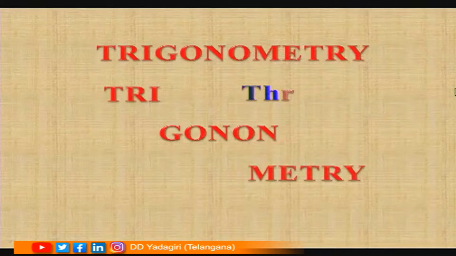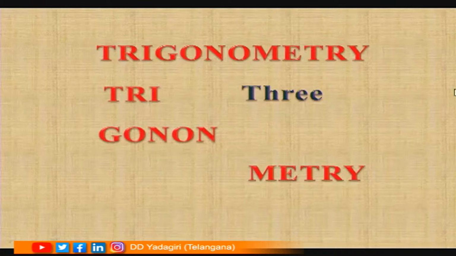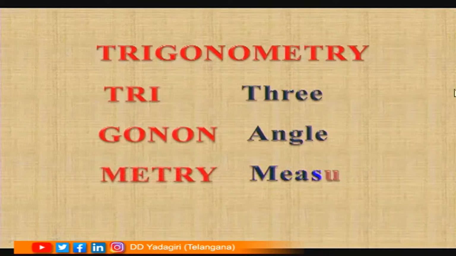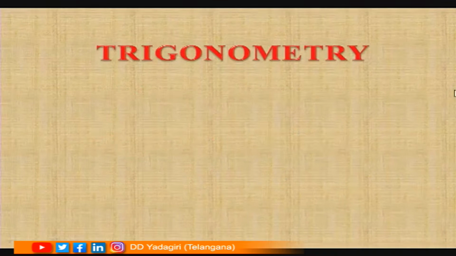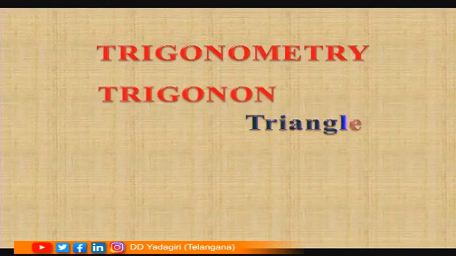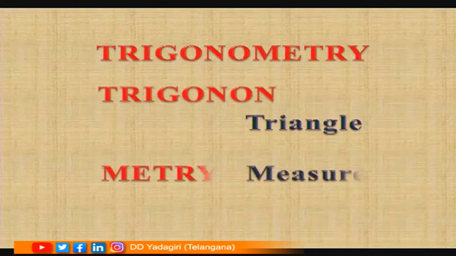So, tri means 3. Similarly, gon or gonia we call the angle. At the same time, metri means measurement, or metron also we call measurement. That means, in other words, trigonon means the meaning of triangle. Trigonon we usually feel as a triangle, and metron again means measurement. That means trigonometry is the study of measurement of triangles or three angles, we can say.